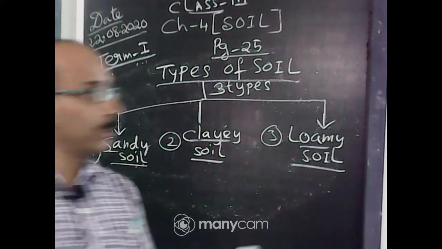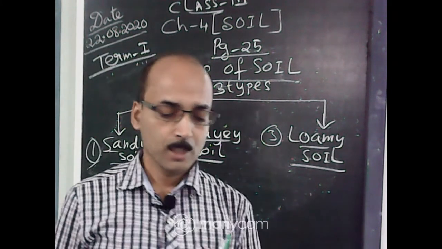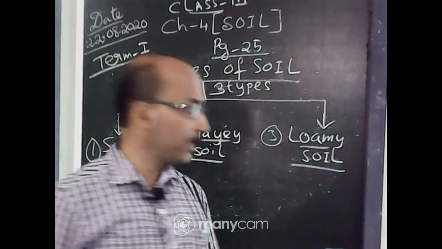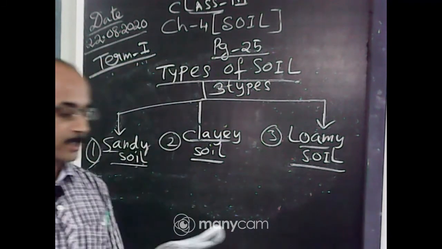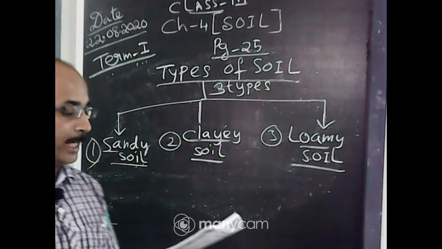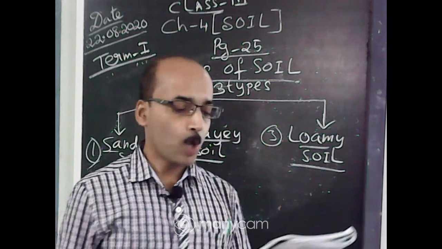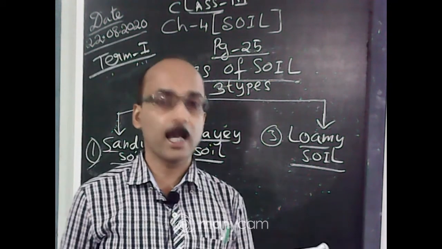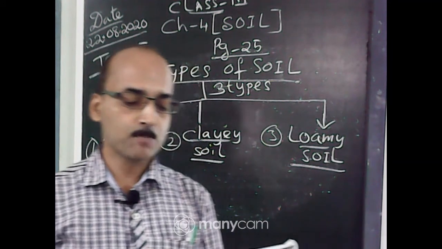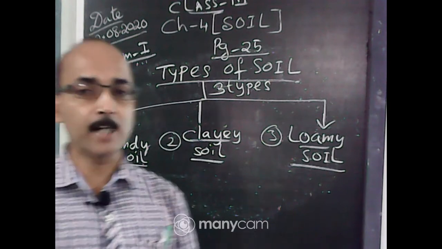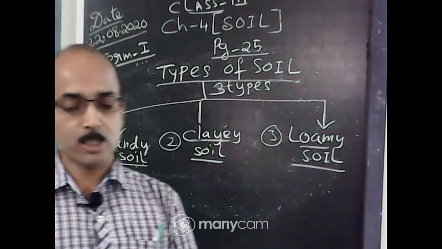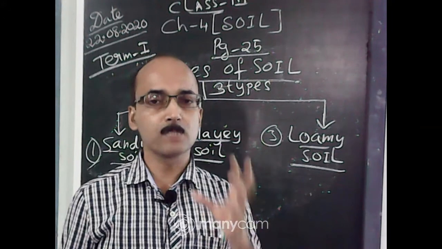Number 1, clay soil. It contains mostly clay. You can underline here. It consists of soil particles of very small size. It is smooth and sticky. Underline here, it is smooth and sticky. So, clay soil is smooth and sticky.